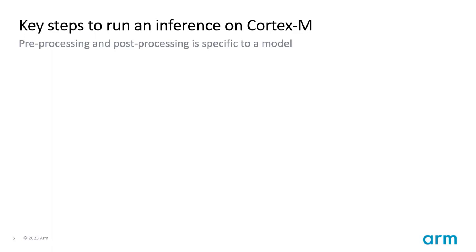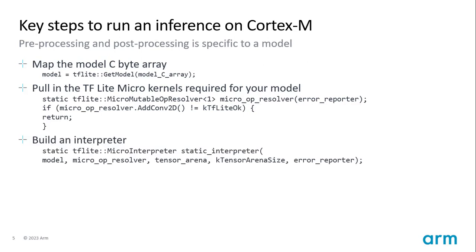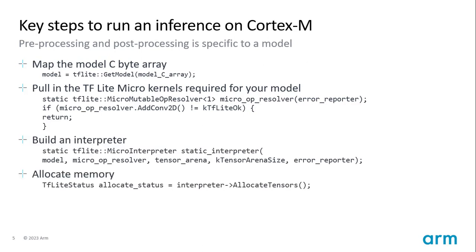So to run an inference on the Cortex-M with TF Lite Micro, you just have to map the model. You'd have to pull in the relevant kernel. So let's say your model has conv2D. You're going to create what is called a MicroMutableOpResolver with the conv2D kernel. You'd have to build an interpreter. You'd have to allocate memory, obviously. And you just need to run an inference with an invoke. Those are steps that are really generic. This is going to work from Cortex-M0 all the way to Cortex-M85.